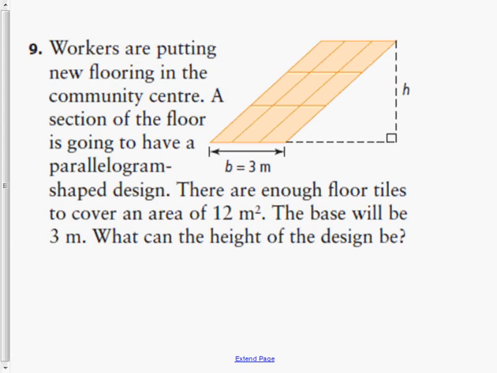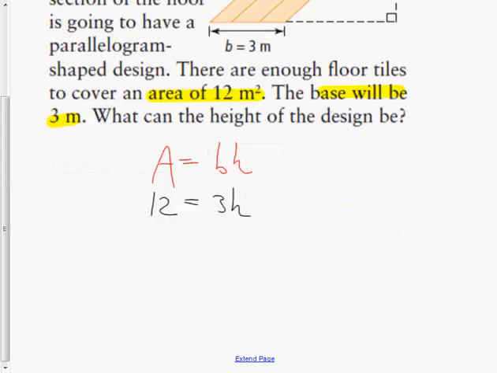All right, so we know the formula is area equals base times height. If we substitute what we know, the area is 12, and the base is 3. So when I substitute the numbers I know, I have 3h equals 12, or 12 equals 3h, and this is just a one-step algebraic equation.